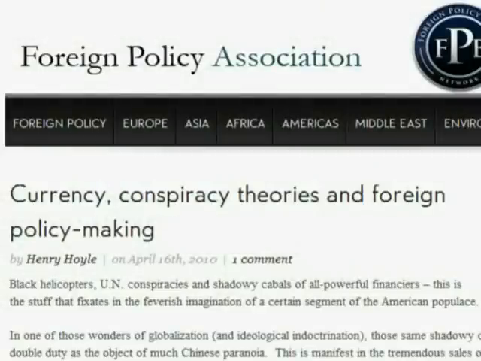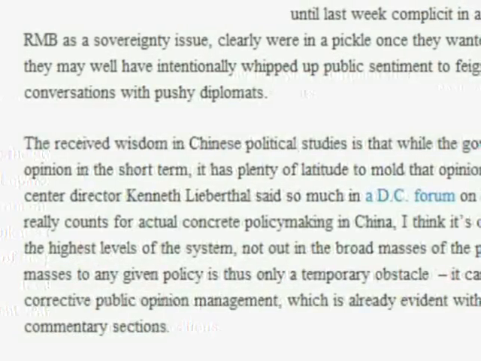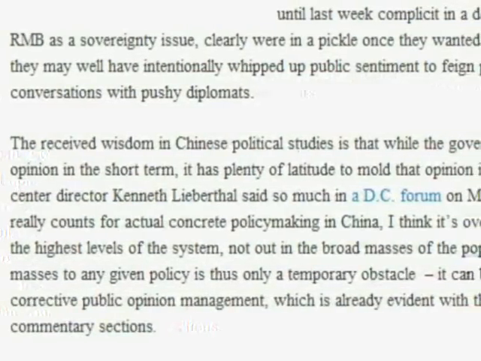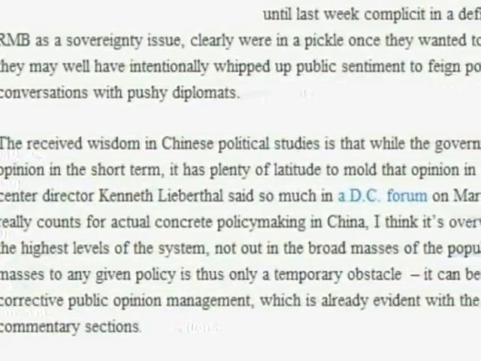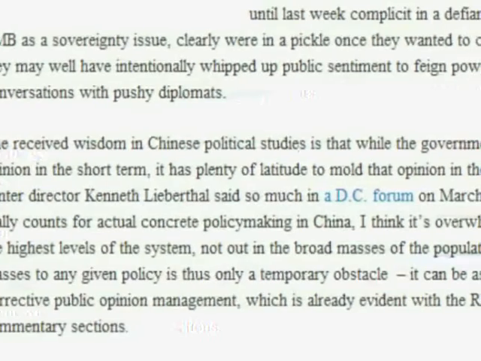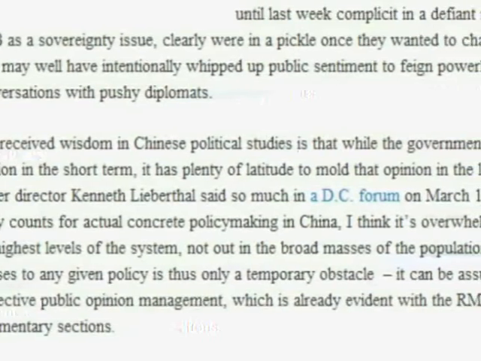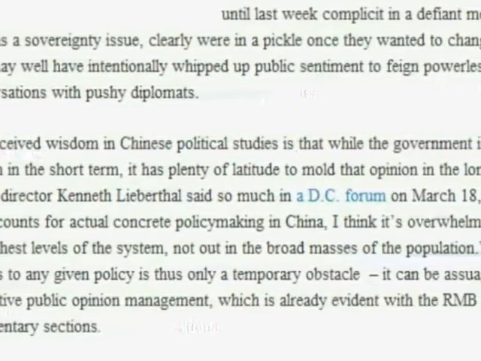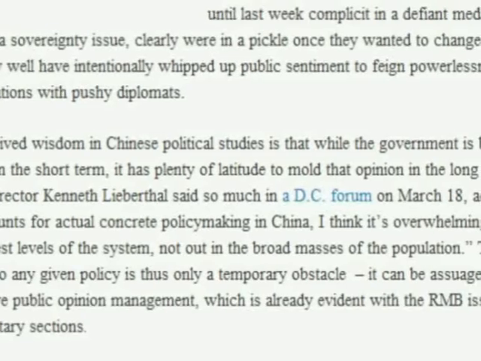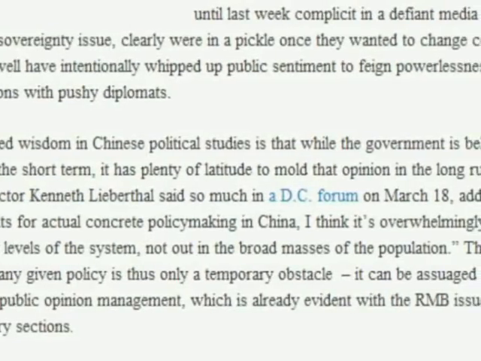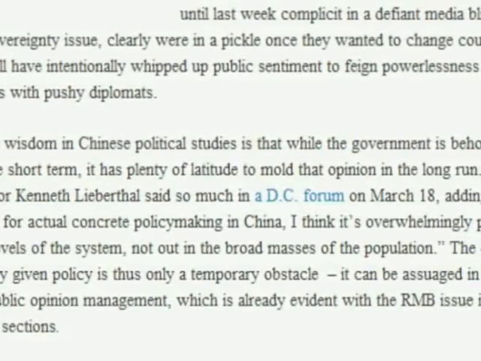Hoyle also offers some thought on government management of conspiracy theories. Though he is specifically discussing China, his comments are also applicable to governments in general. The received wisdom in Chinese political studies is that while the government is beholden to public opinion in the short term, it has plenty of latitude to mould that opinion in the long run. The opposition of the masses to any given policy is thus only a temporary obstacle. It can be assuaged in due time with corrective public opinion management.